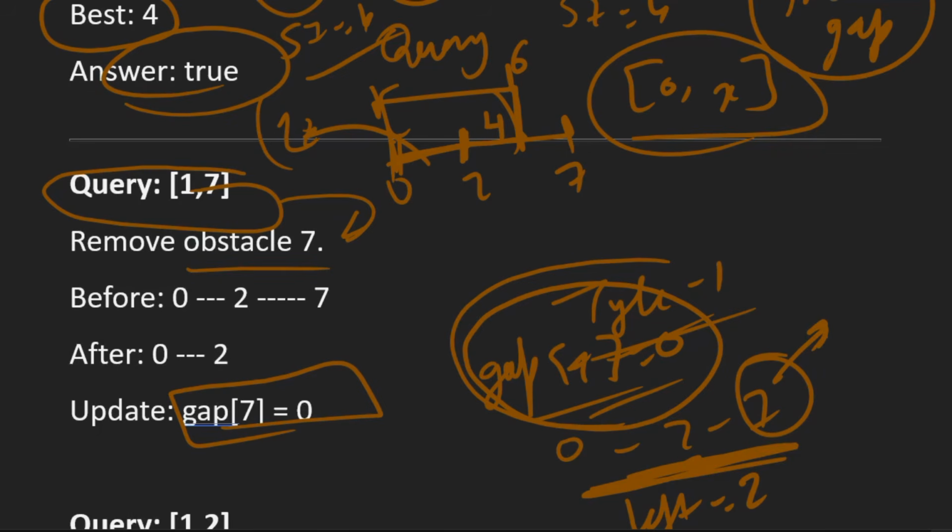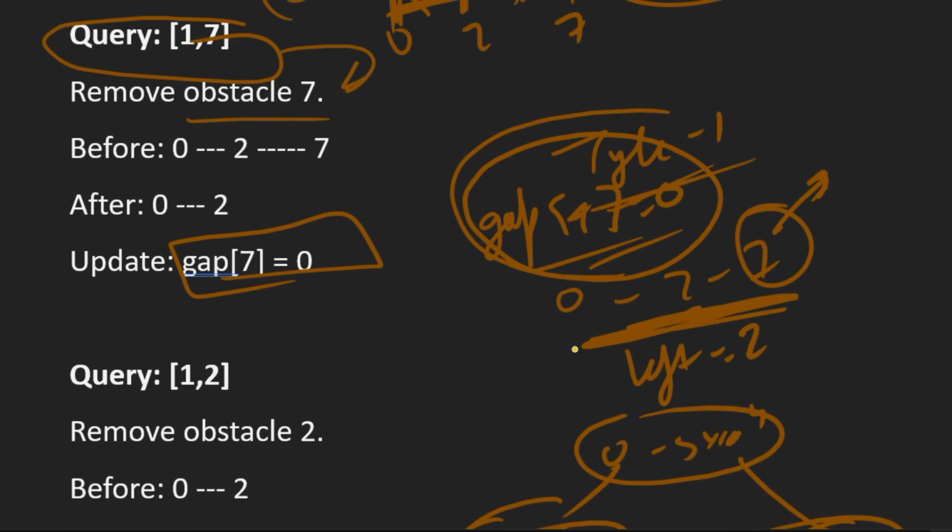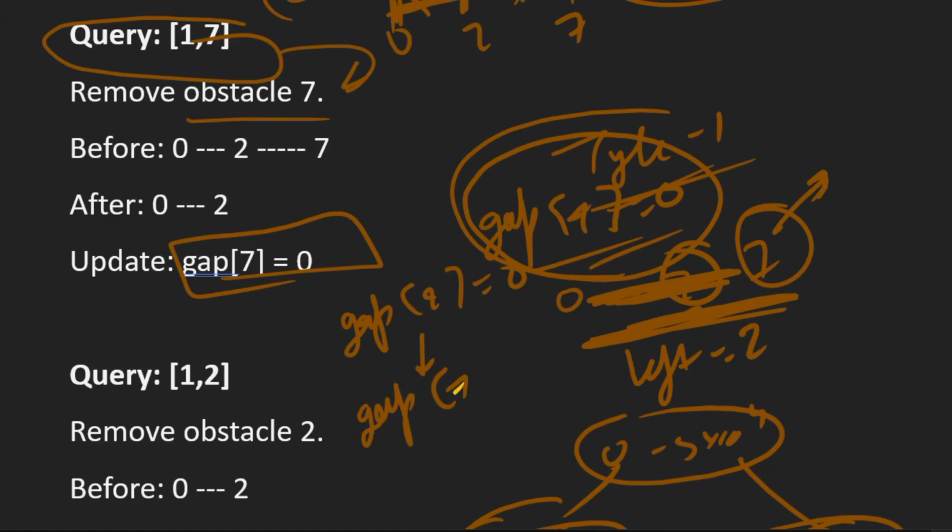but suppose you have removed 2 instead of 7, then we need to merge this gap. First we have to make the gap of 2 as 0, and then in the next step we have to make the gap of 7 as right 7 minus left, that is 7. So we need to update this also.